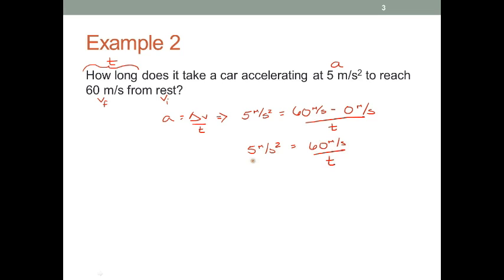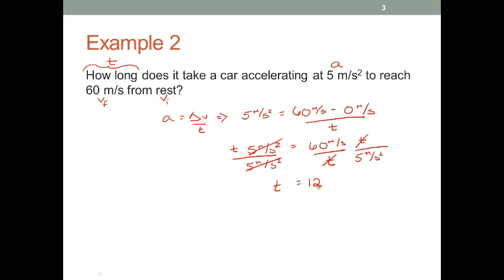Now, in order to get time by itself, I need to do the same thing to both sides. So I'm going to multiply both sides by t. That gets t out of the denominator on the right-hand side of the equation. And the next thing I need to do is divide both sides by 5 meters per second squared. That removes it from multiplying the t on the left-hand side, and I am left with t equals 60 divided by 5. Again, if you can do that in your head, great. If not, pull out your calculator.